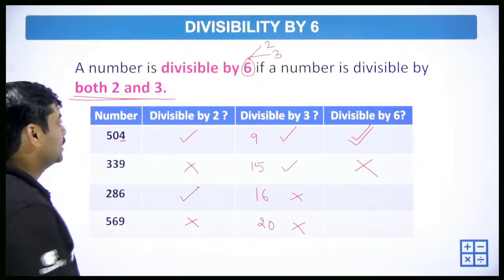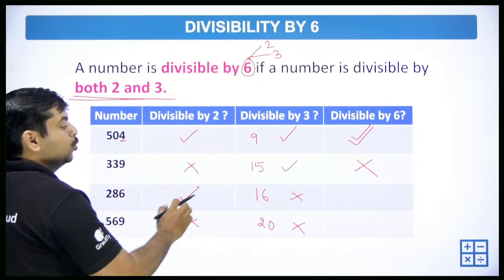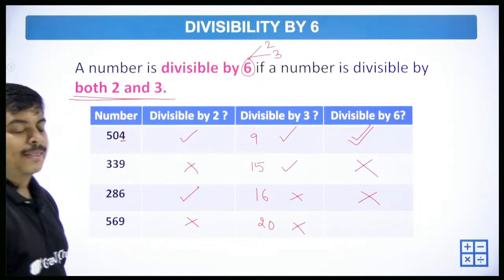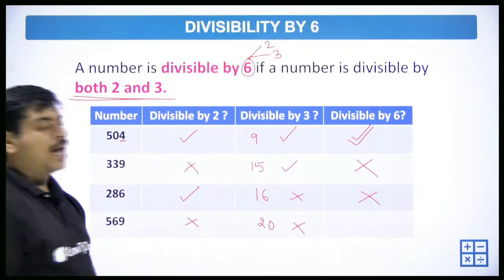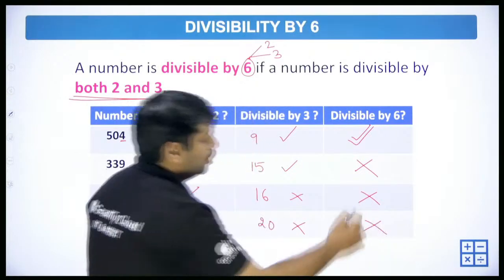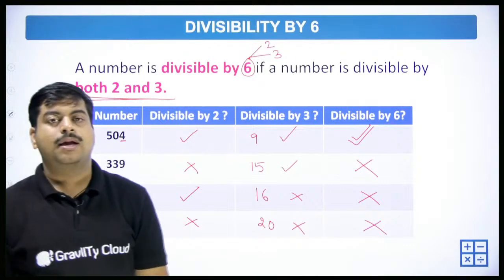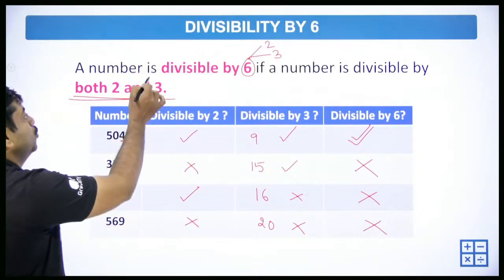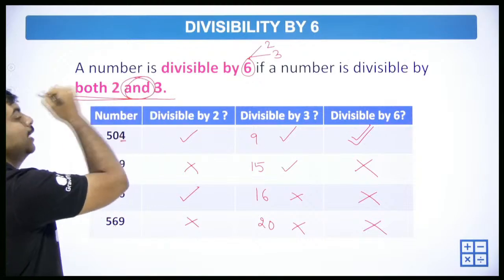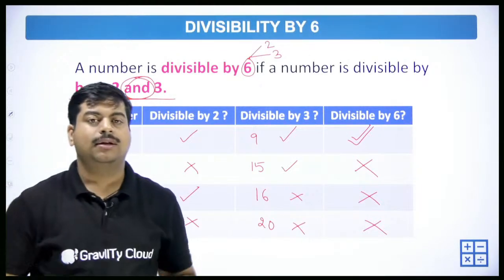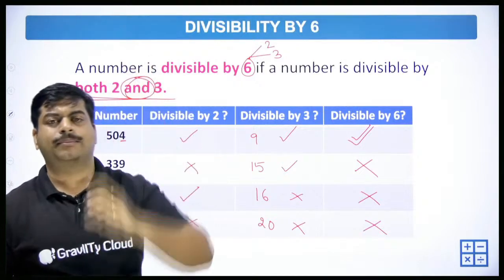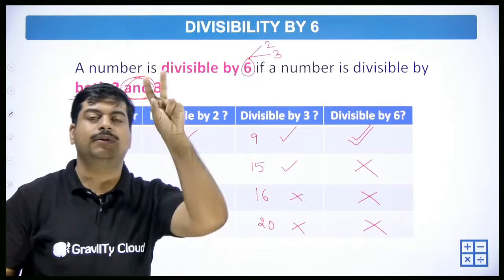In the same way here, 286, it is true for 2 but not for 3. So still it is not divisible by 6. And here both the things are false, and you can say that it is not divisible by 6. It should be divisible by both 2 and 3. And means both of them. It's not just 2 or 3. In some cases, if you find 2 or 3, or means any one can happen. And means both of them should come.